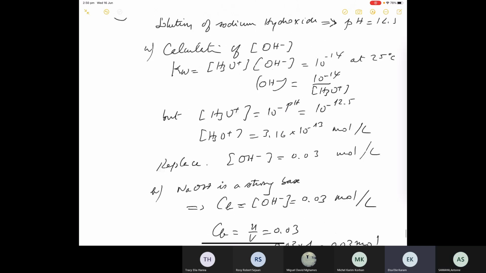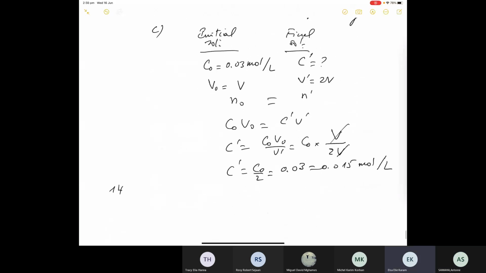Number 14. When you write the equation of the reaction of potassium hydroxide with water, it gives H3O plus, or K plus and OH minus? Potassium, yes, correct.